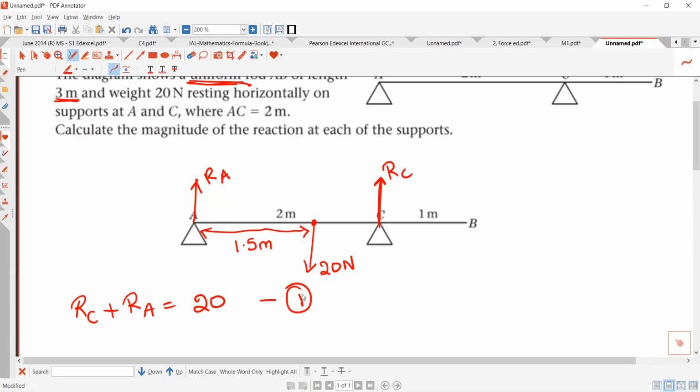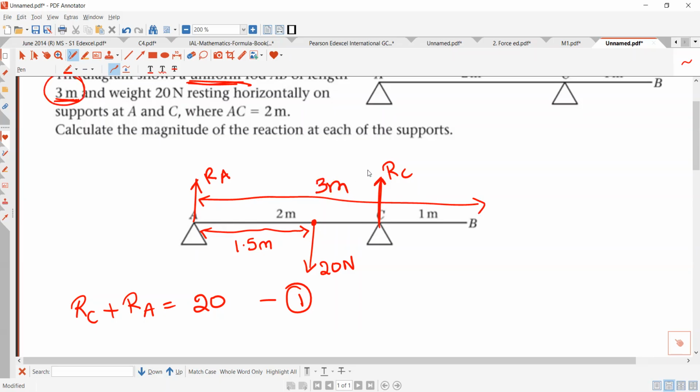Sir, you know about moments, you know the two rules of equilibrium. Total clockwise moment is equal to total anti-clockwise moment, and total upward force is equal to total downward force. You know that, right? How did I get 1.5 meter? Because the length of the whole rod is 3 meter. That's what they said over here.